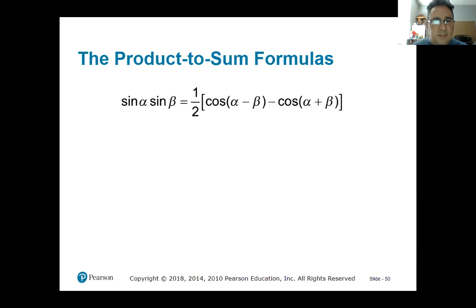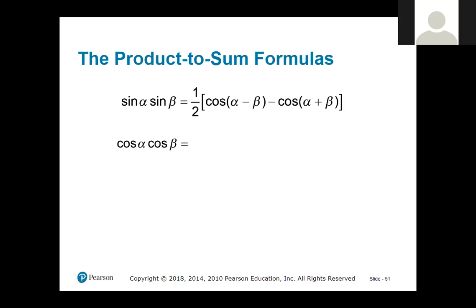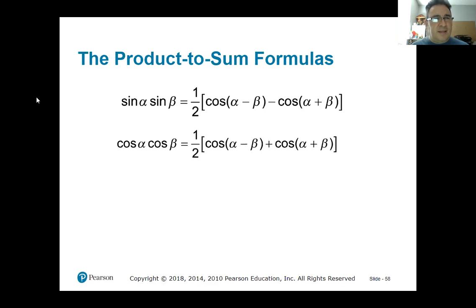The next one, cosine alpha, cosine beta. Anybody else want to jump in? We'll give everybody a countdown. 5, 4, 3, 1/2 brackets cosine a minus b plus cosine a plus b brackets. Very good. Good job, Leilani.